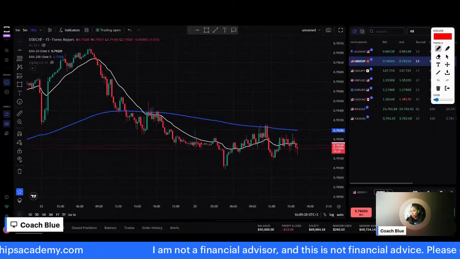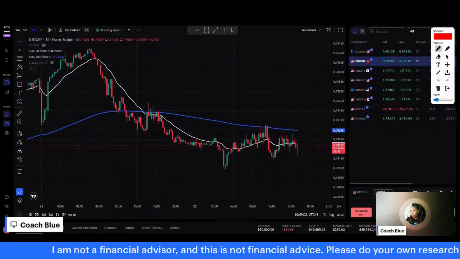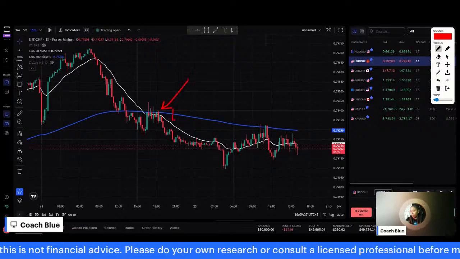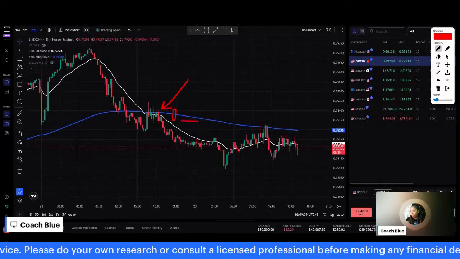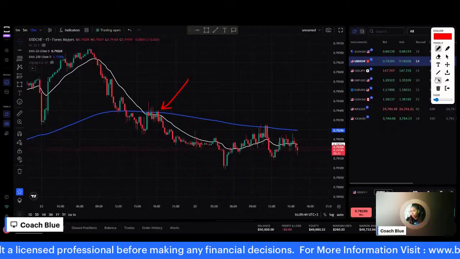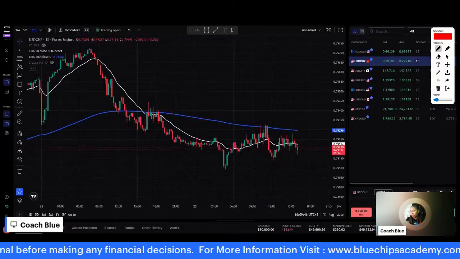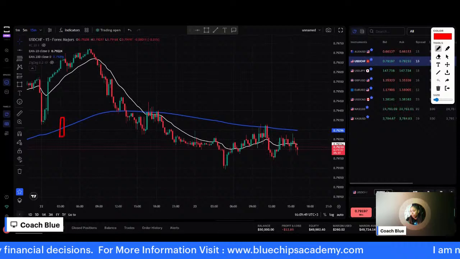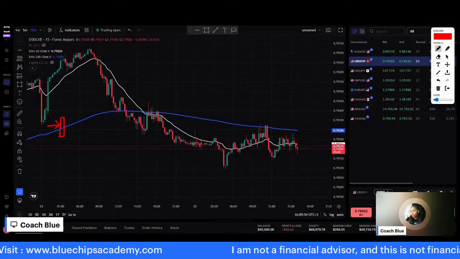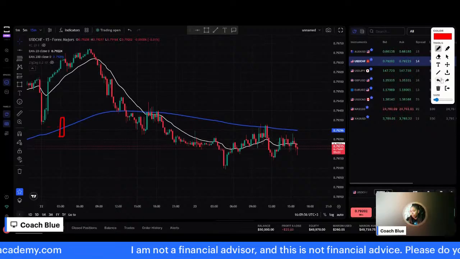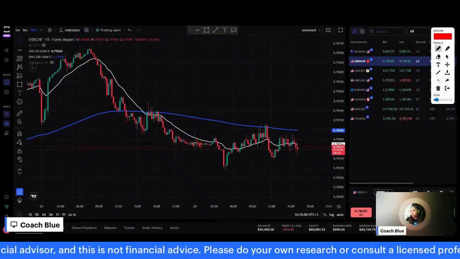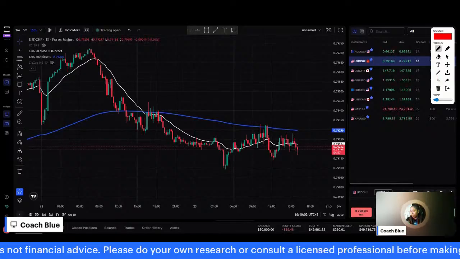For instance, if I get a signal that says price is near the 200, I want the bearish candle's body to close beneath the 200. If I get a buy, I want the body of the candle to close above the 200. That's important. So that's really the basis of what we're looking at here, guys. Any questions?